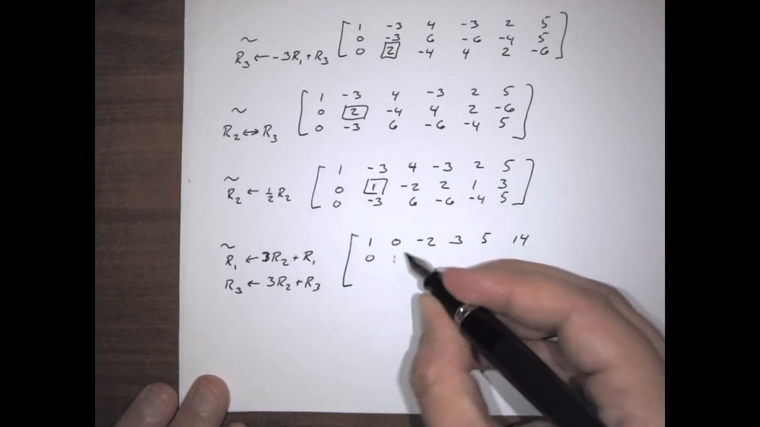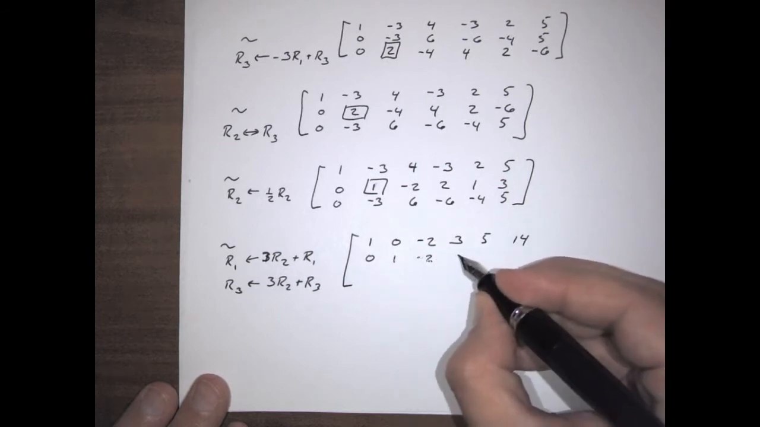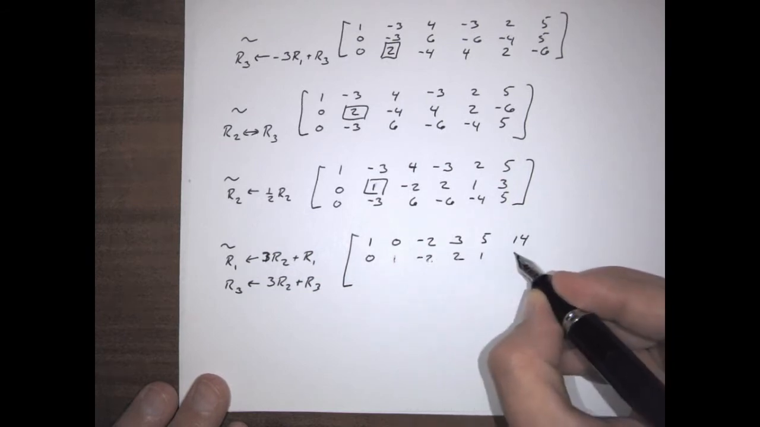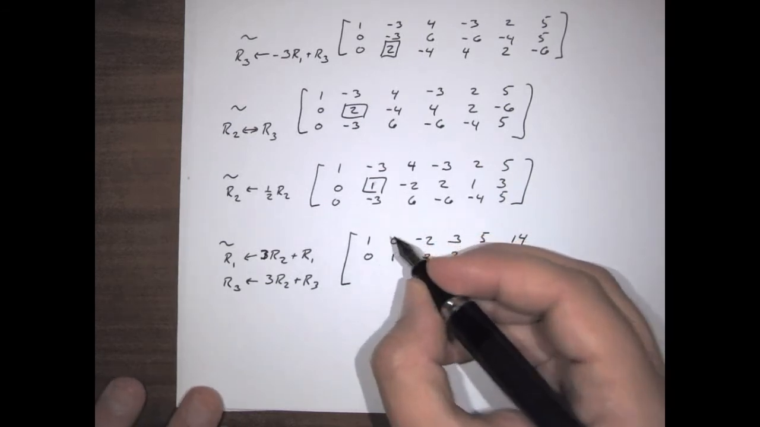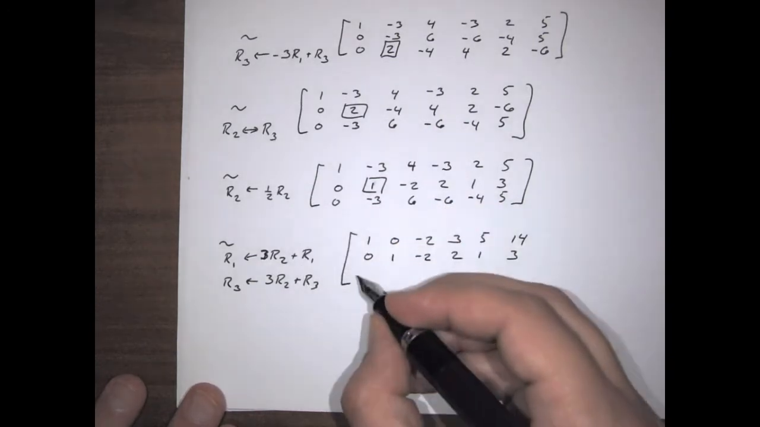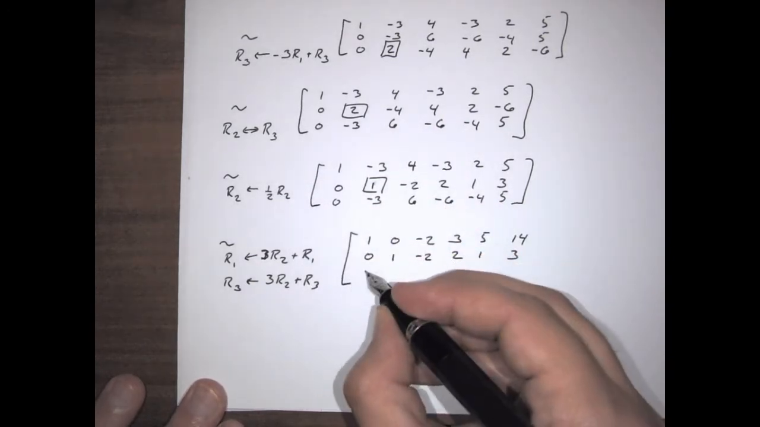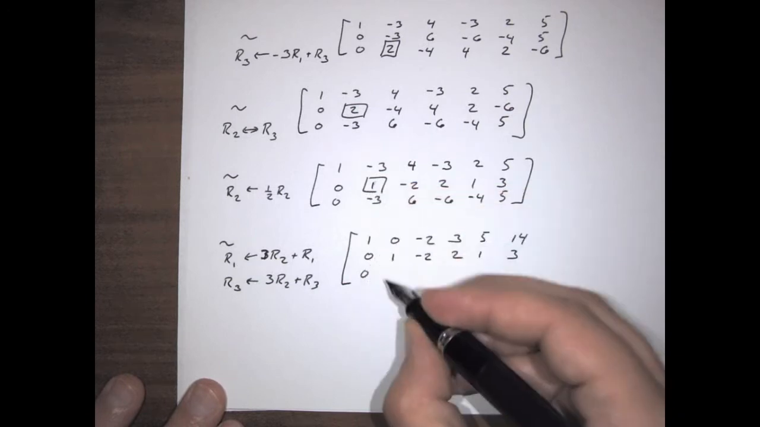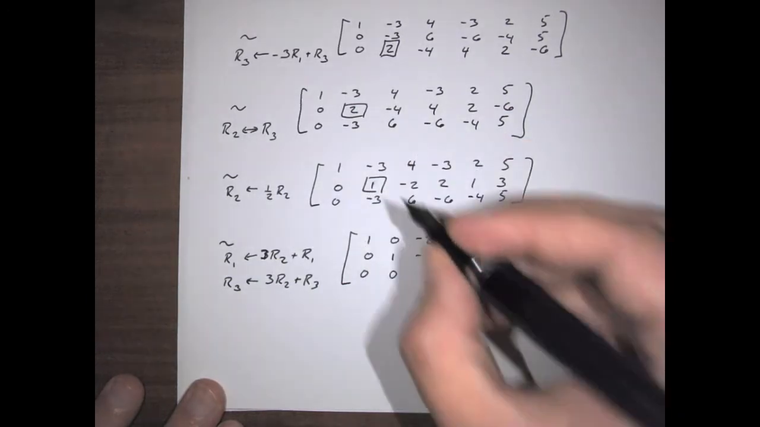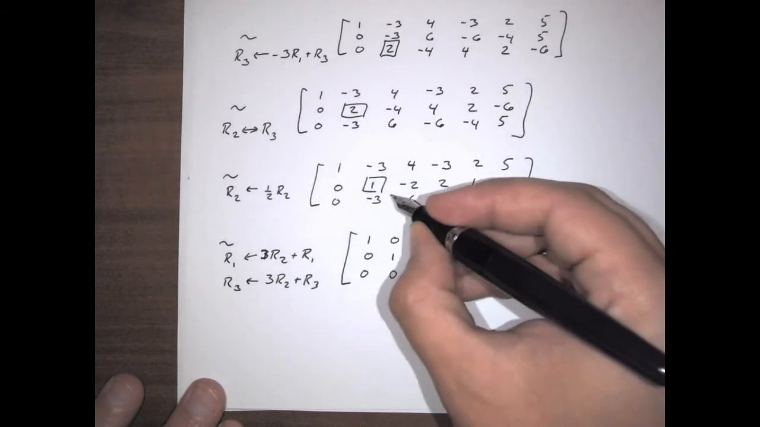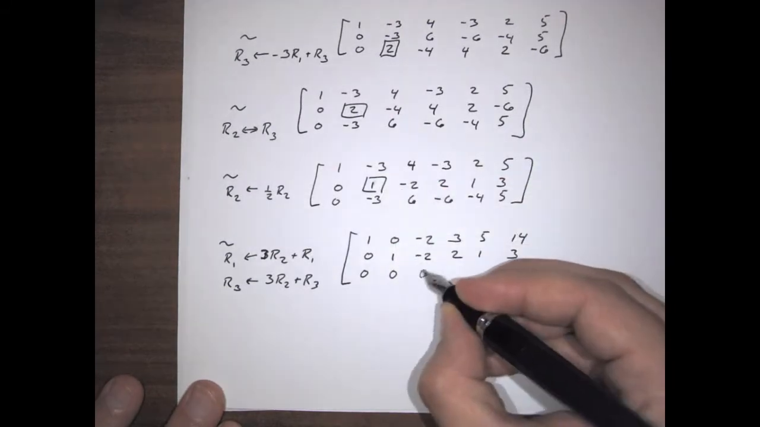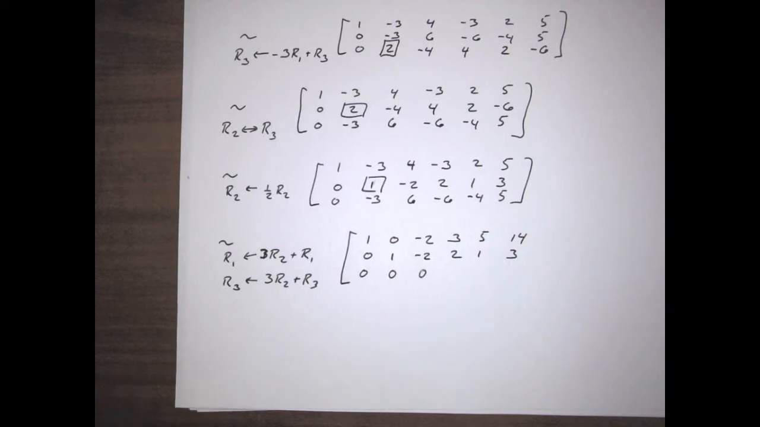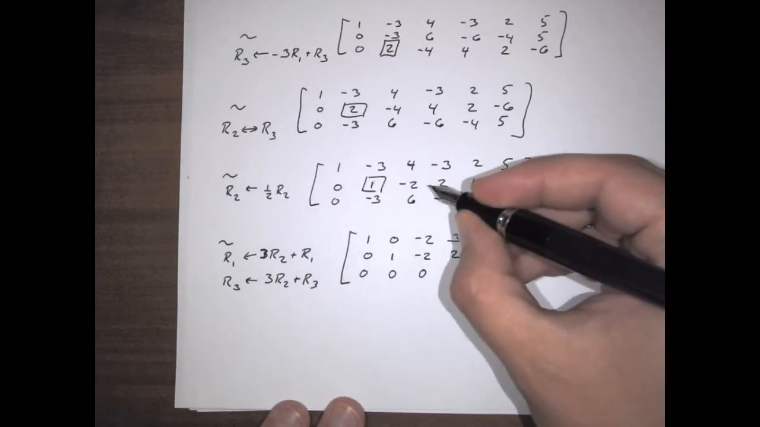Now this next one is not undergoing any changes. So it's still going to be 0, 1, negative 2, 2, 1, 3. Now down here we are going to be doing the same operation we did upstairs. So now we're going to have 0, and now it's going to be 0, which is the goal. And now it's going to be, so 3 times negative 2 is negative 6 plus 6 is going to make a 0.